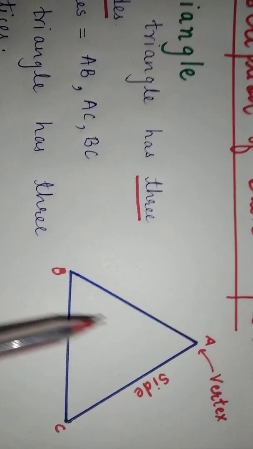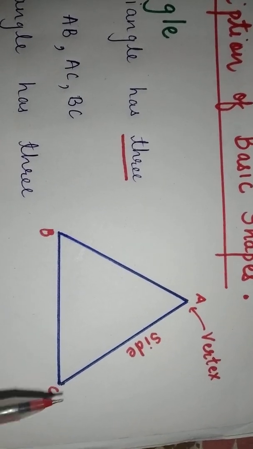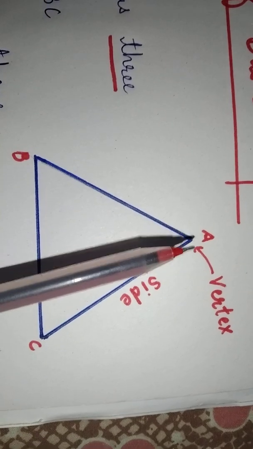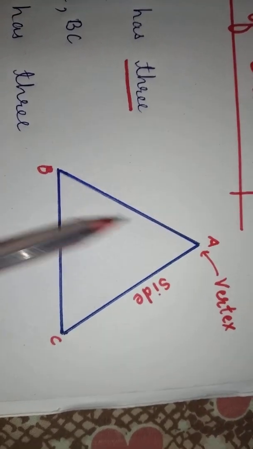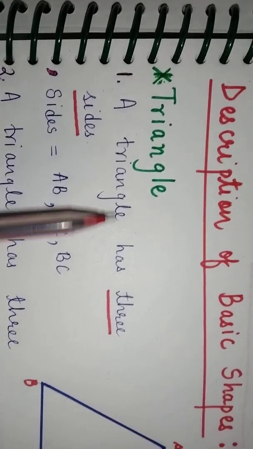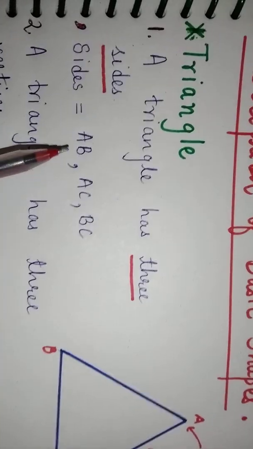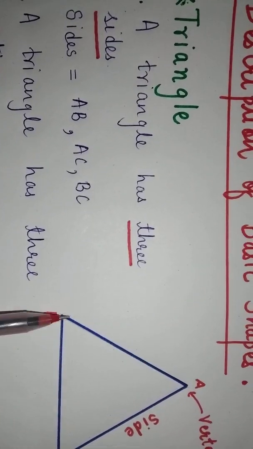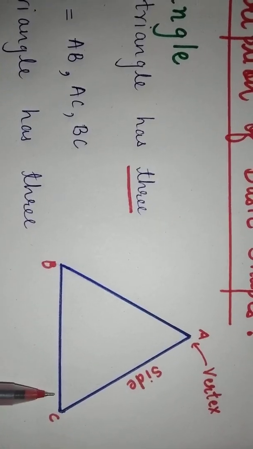I have named this triangle with the alphabets A, B, and C. So the name of the triangle is triangle ABC. So these are the three sides of a triangle. Okay, so you need to know this. A triangle has three sides, and here in this triangle, the sides are side AB, side AC, and side BC.